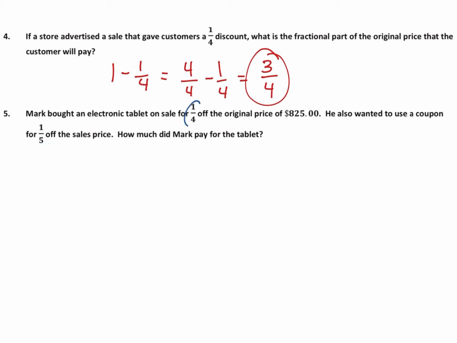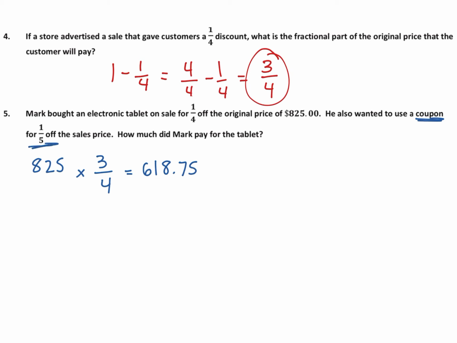So, if we take 1/4 off, we know we're going to pay for 3/4 of the price. So, 825 times 3/4. If you are putting this in a calculator, you can do 825 times 3 and then divide by 4 because the fraction bar means divide. Or you can put in 825 times 0.75, which is 3/4 as a decimal. And you're going to end up with $618.75.